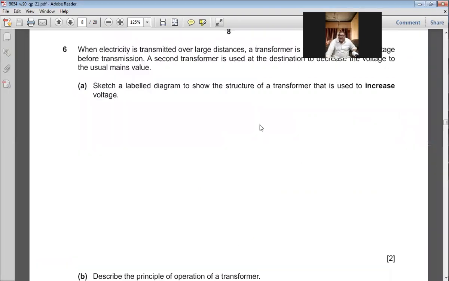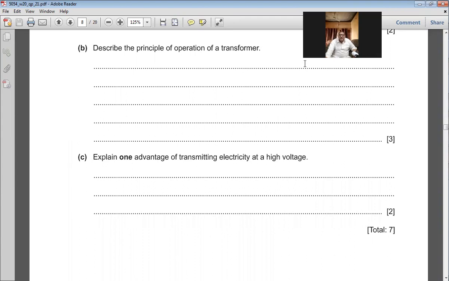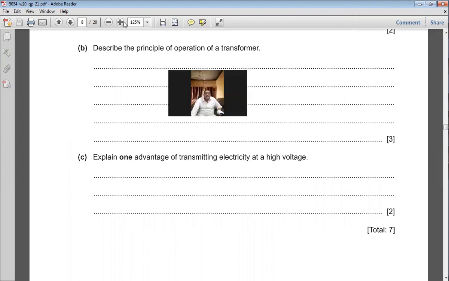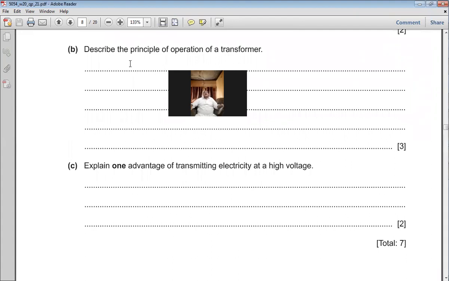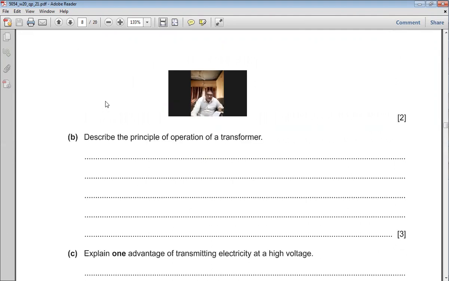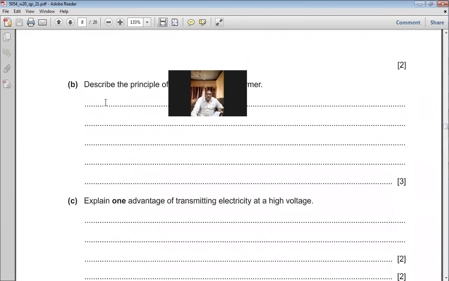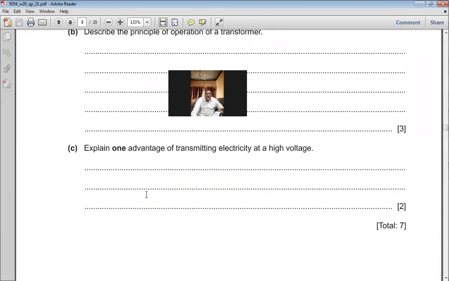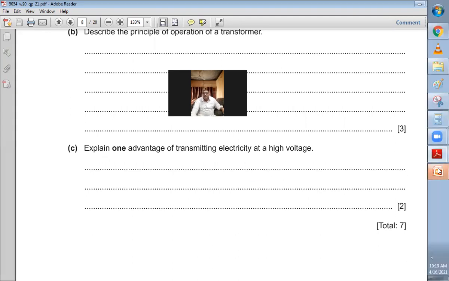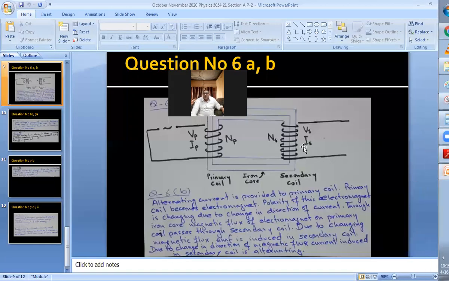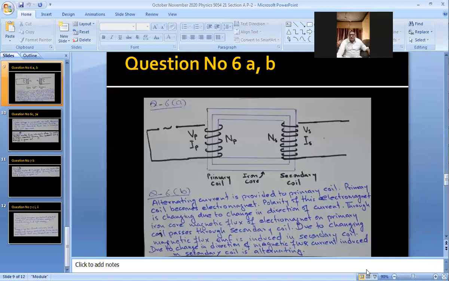The next part on your screen says: describe the principle of operation of a transformer. It's a 3-mark question, very famous and very important. I don't have a diagram here. And then the next question is: explain one advantage of transmitting electricity at high voltage, a 2-mark question, also very famous. I have written this answer, so let me show you.